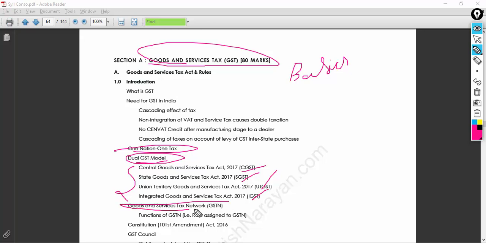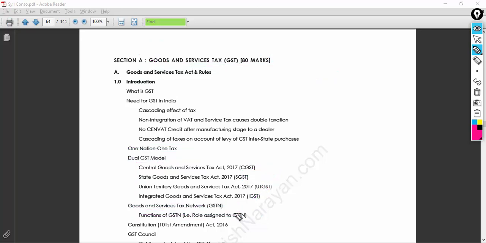And very, very important, this portion needs to be completely understood, because this keeps changing here and there. We had a lot of challenges when we got the new GST network. We started facing a lot of issues that need to be understood by a professional, that is you guys.